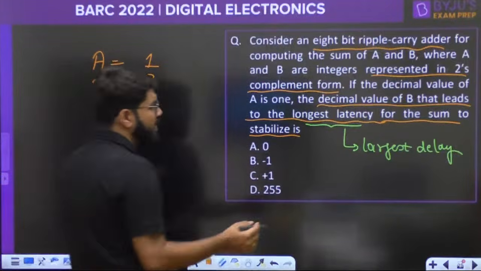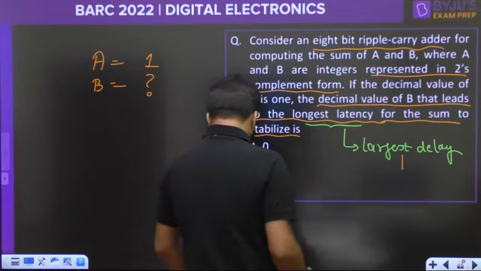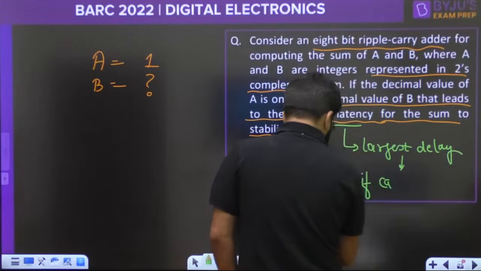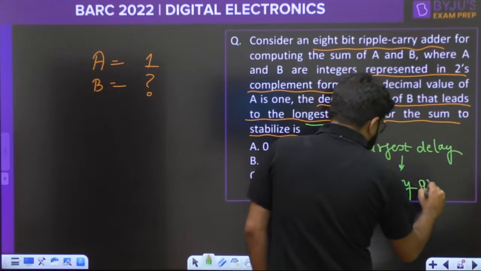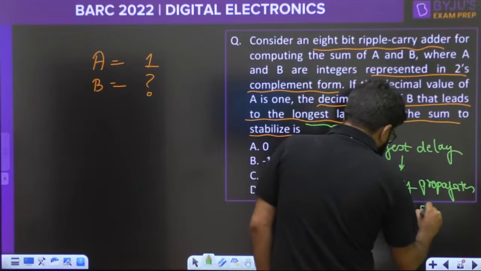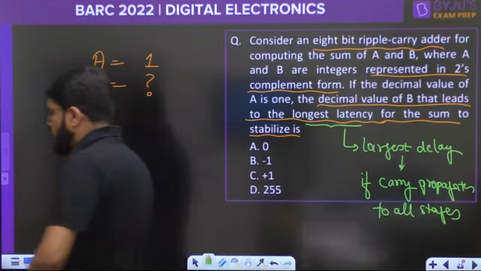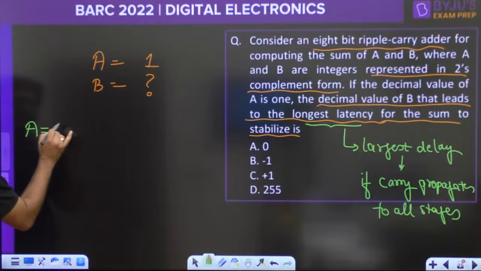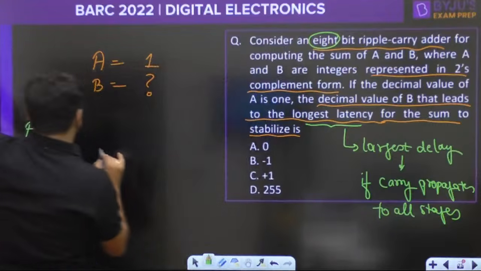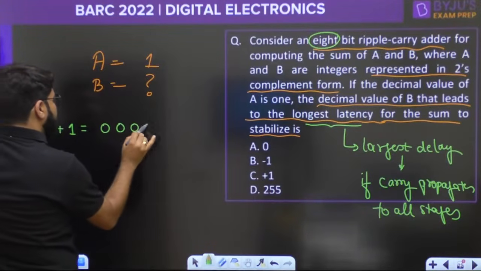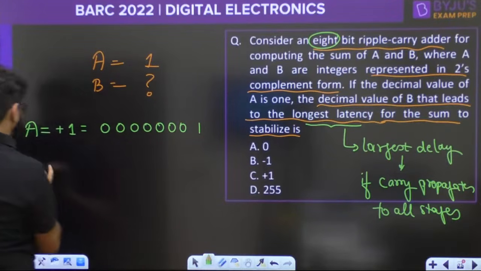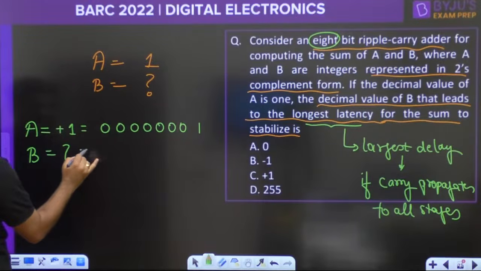What do you know about the ripple carry adder? The largest delay will occur if carry propagates to all stages. That means a, which is given as 1, means of course plus 1, and this is an 8-bit case. Keep that in mind. So how do you write plus 1 in 8-bit? It's 0 0 0 0 0 0 0 1. What should be the value of b? That is what the question is asking.